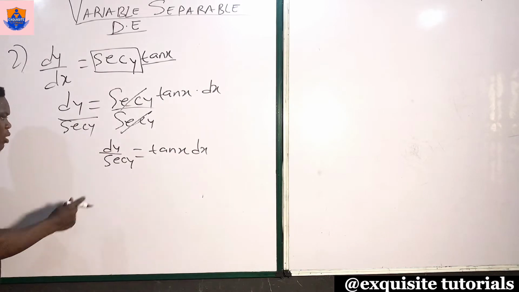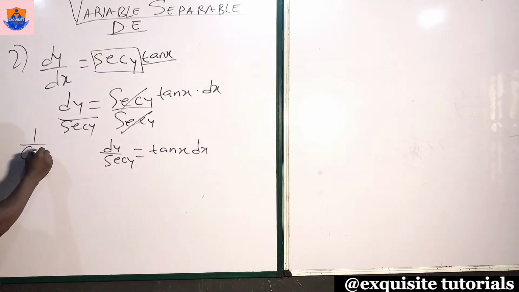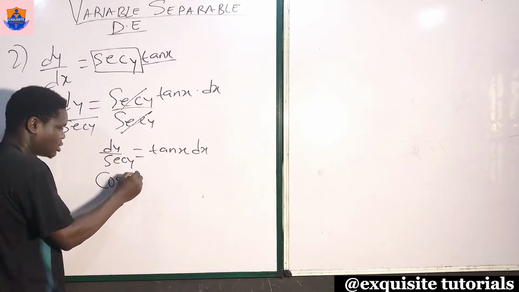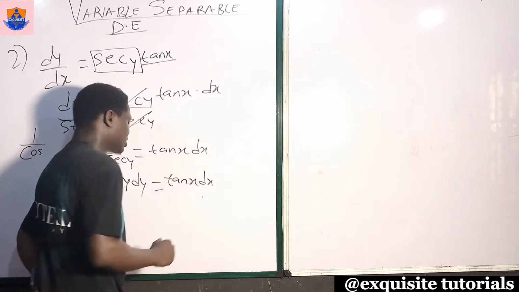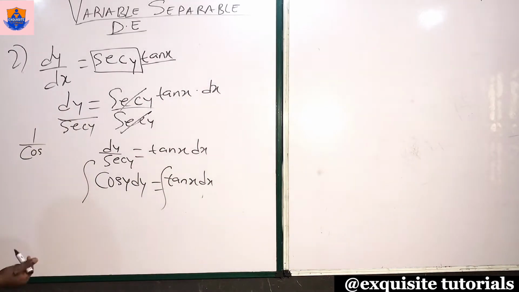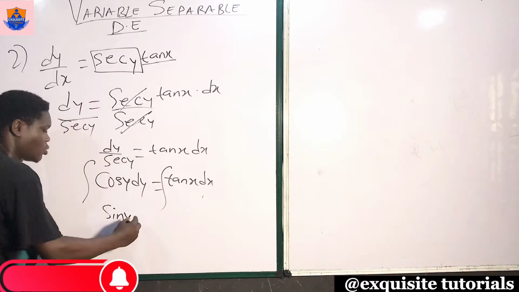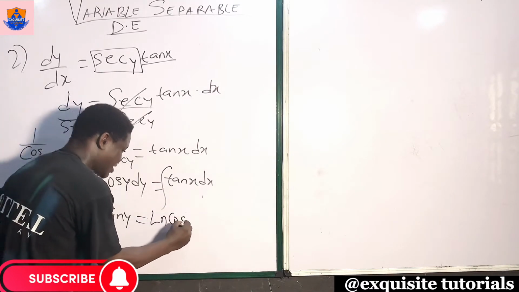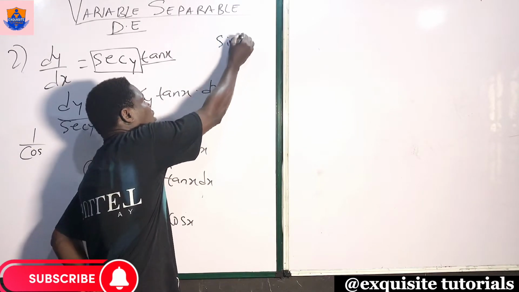Now, what's the inverse of sec y? Don't forget that 1 over cos is sec and 1 over sec is cos. So this is the same thing as cos y dy equals tan x dx. Now I can integrate both sides of the equation. When you integrate cos y, you are going to get sin y. When you integrate tan x, you will get ln cos x. How do I know? Tan x is the same thing as sin x over cos x.